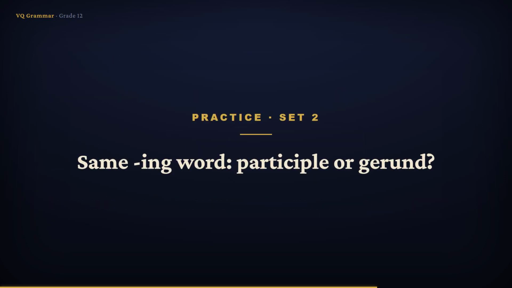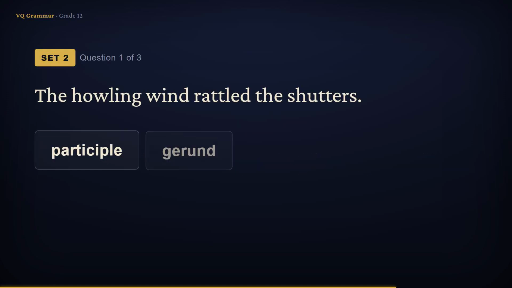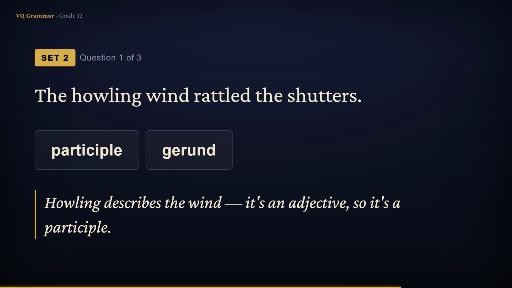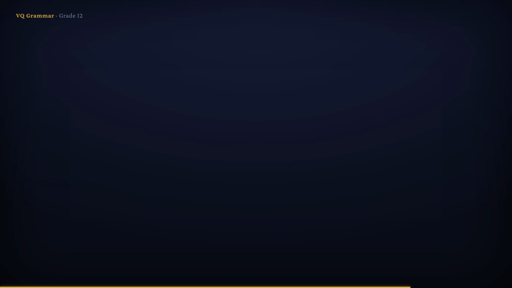This second set zeroes in on the tricky part. Every sentence has an ing word, and it's either a participle or a gerund. Don't look at the ending, look at the job. Is the word describing a noun or naming something? Pause and decide before I answer. "The howling wind rattled the shutters." What is howling doing? It's describing the wind. Which wind? The howling one. Because it's describing a noun, howling is a participle here.